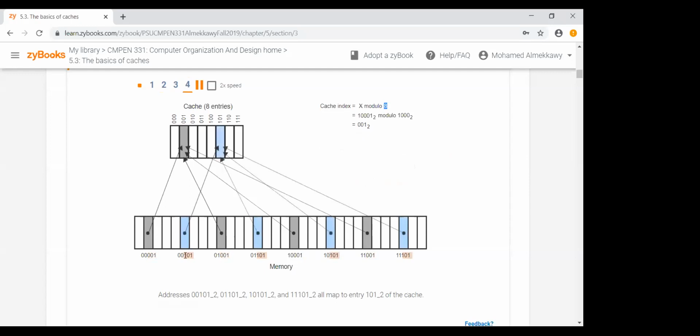If you look at this, you'll also find 101, 101, 101, 101. They are sharing the exact same 3 bits, which belong to 101, as we have seen here.